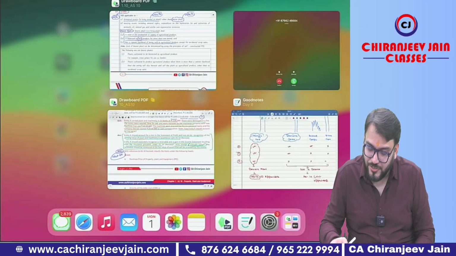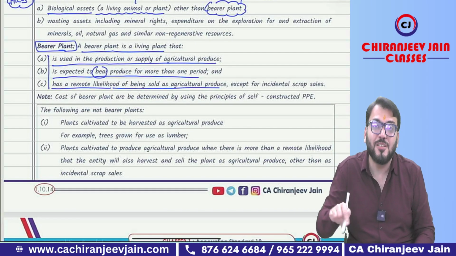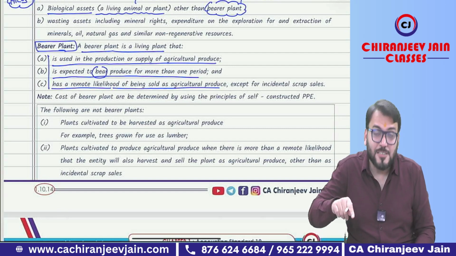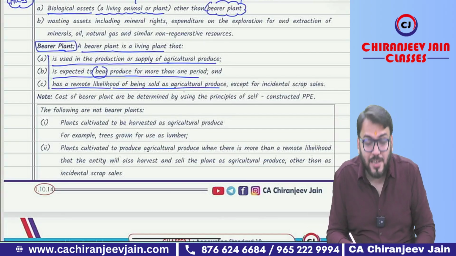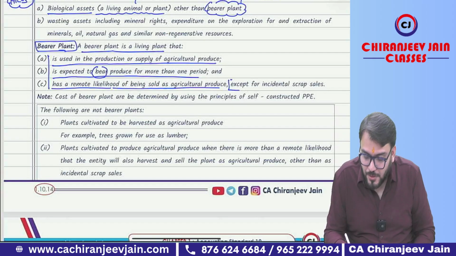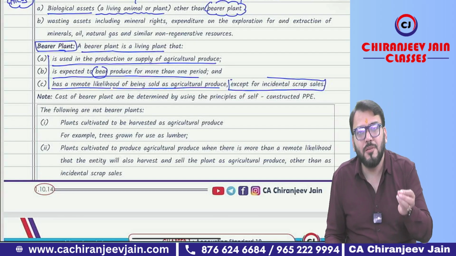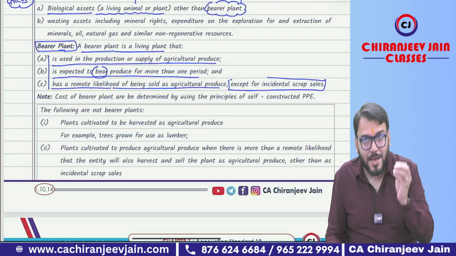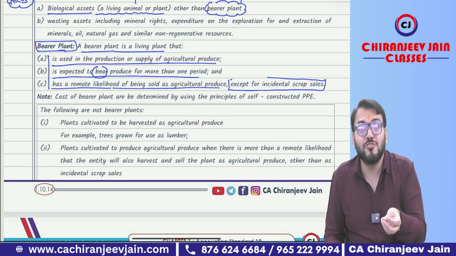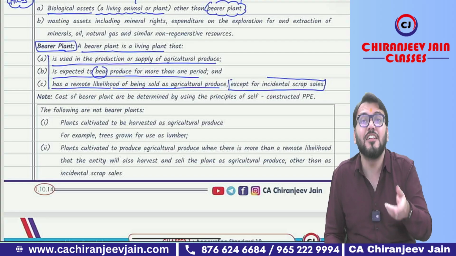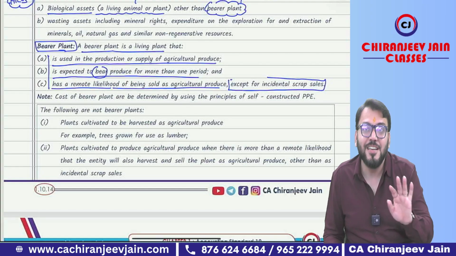Can you repeat with me once the definition? Bearer plant is a living plant that is used in the production or supply of agriculture produce, is expected to bear produce for more than 1 year and has a remote likelihood of being sold as an agriculture produce, except for incidental scrap sales. Can I say any item will be one day sold as a scrap? So mango tree, once the useful life is over, it will also be sold as scrap. But we are not saying about scrap sales. We are saying as an agriculture produce. So if the plant itself is an agriculture produce, it is not a bearer plant.